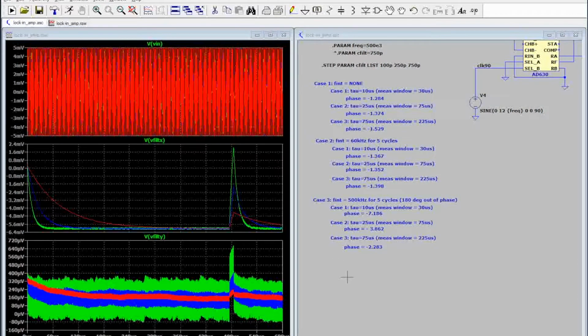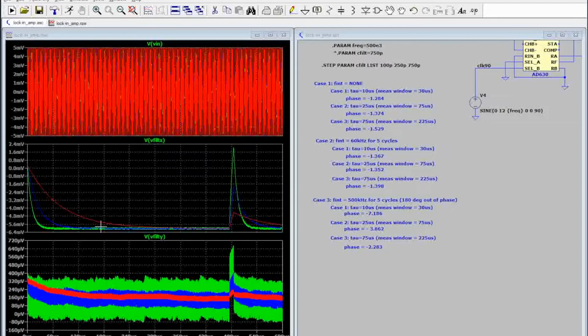Now, here's the case where I put in a 500 kilohertz signal for 5 cycles, and it's going to be 180 degrees out of phase and twice the amplitude. So what would happen is that the signal completely reverses during this interval. I will zoom in and show you in a bit, but you can see the effect of that very clearly here.